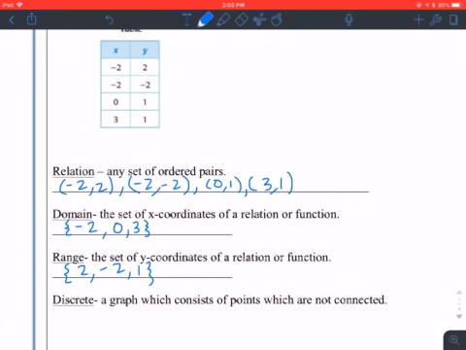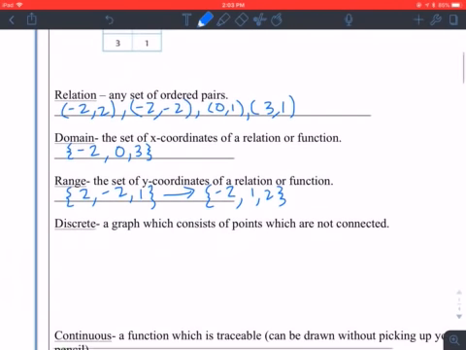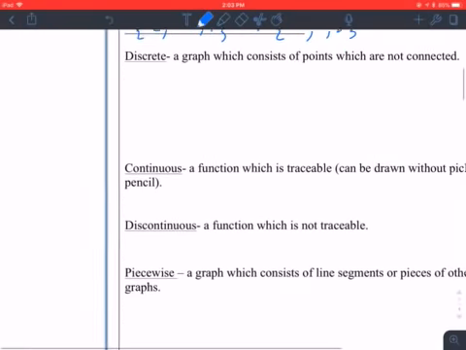A lot of times you'll see them in order from least to greatest. So this may actually be written as -2, 1, 2. Now I'm not going to be super picky about this, but there will be some textbooks that do that. So just know that that's the case.